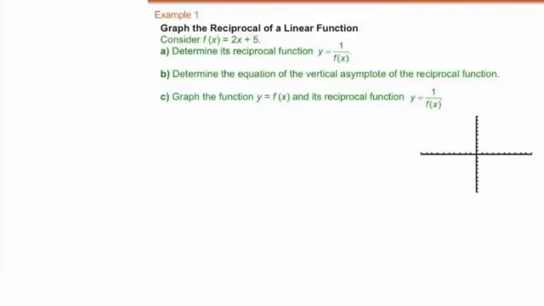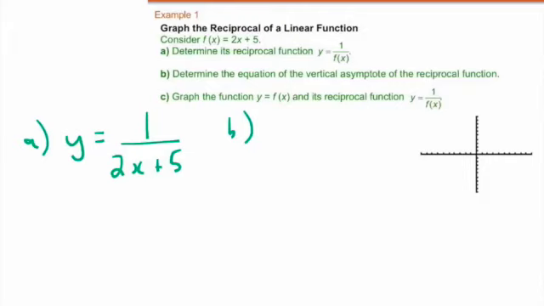Reciprocal function is literally just 1 over the original function. So when we're dealing with question A, and I ask you to find the reciprocal of 2x plus 5, it's y equals 1 over 2x plus 5. Really, that's all there is to it. That's A, question A done.